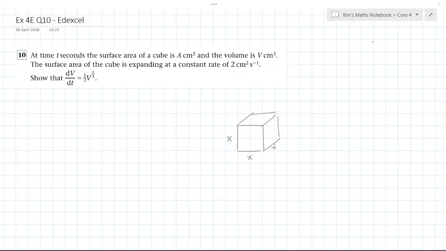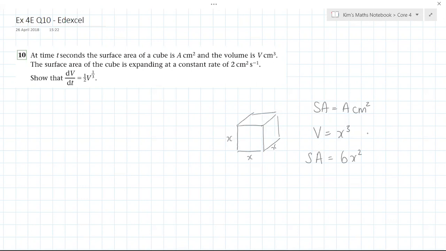So, if we write down the information that they've given us, we have a cube here, and we don't know the lengths of each of the sides, but we do know that they're all the same. So I'm going to call them all x. That means that the volume is going to be equal to x cubed, and it tells us that the surface area is equal to A squared centimetres. I know that there's going to be 6 lots of the area of each face, so the surface area is also equal to 6 times x squared.